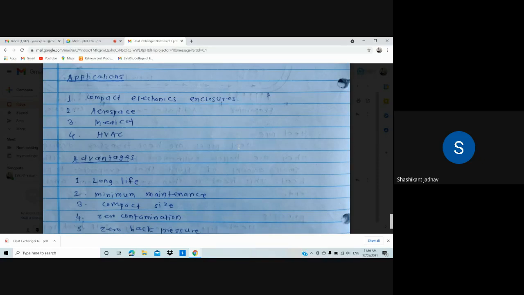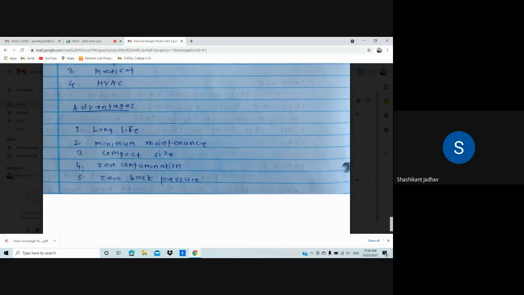What are the advantages of the heat pipe? Write down first advantage, that is the pipe having long life. So first one, long life. Then this heat pipe is having minimum maintenance. So second advantage is minimum maintenance. Size of heat pipe is compact. So this is also advantage, compact size. Fourth, zero contamination. And fifth one, zero back pressure. Okay, so all of you write down the advantages one by one.